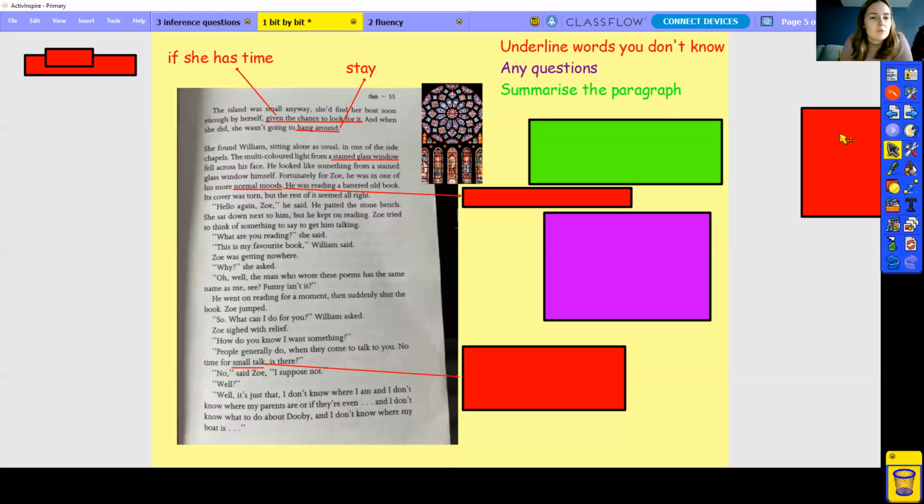Fortunately for Zoe, he was in one of his more normal moods. So normal mood means he's not acting strange. He's not acting weird. He's acting in a way that is quite normal.